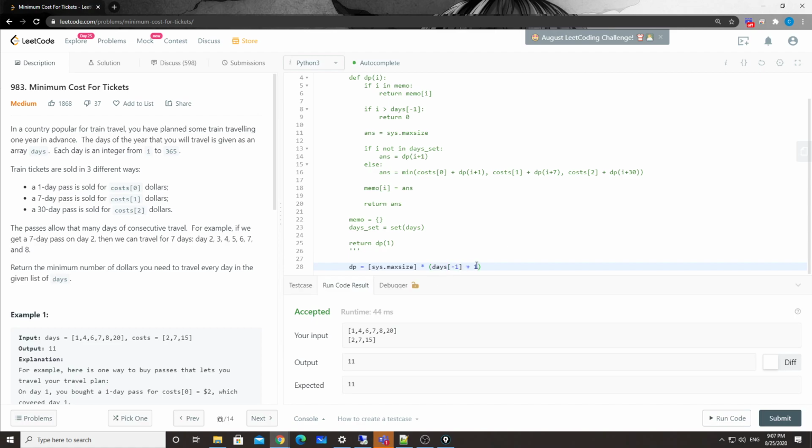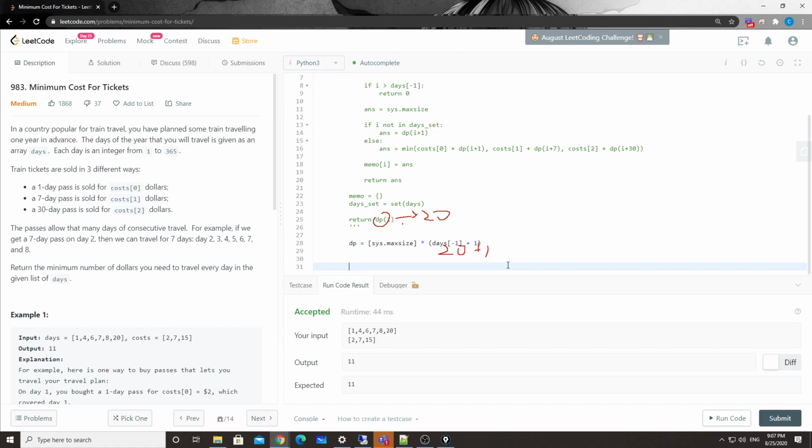I do a plus one because, let's say the last day is 20. If I just do a 20 here, the range would be from 0 to 19. But I want to use the date itself, not the zero base. That's why I do 20 plus one, which is 21, so that we have 0 to 20 in our DP here. It's easier for me to align with the days here.